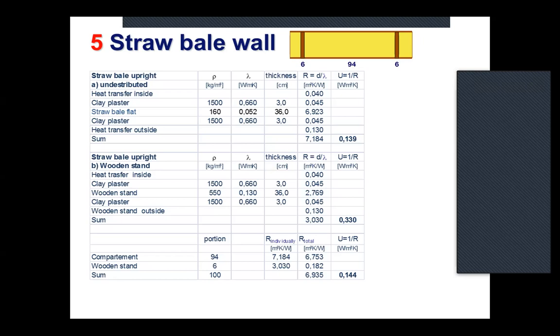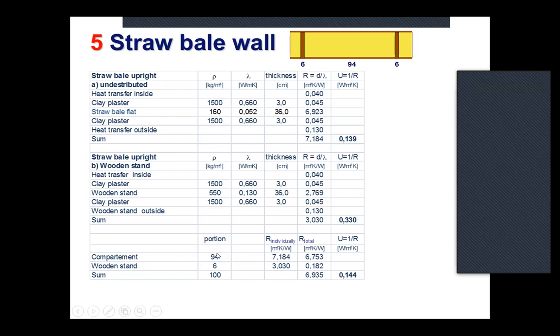It's simple. We can call it a weighted average, for instance, that we have some portion of the wall which is straw and some portion of the wall which is wood, and we make some weighted average from R. So this is what is done here.